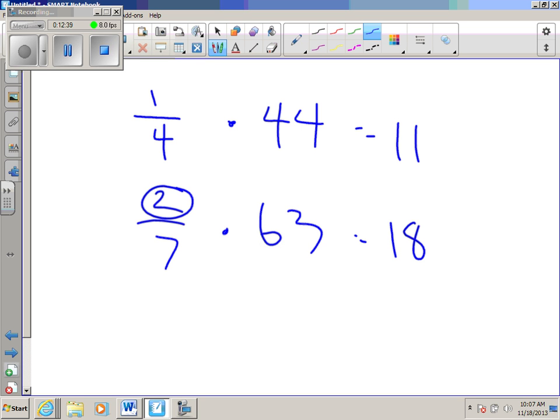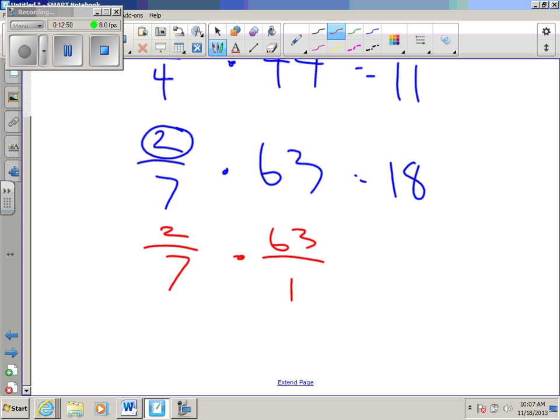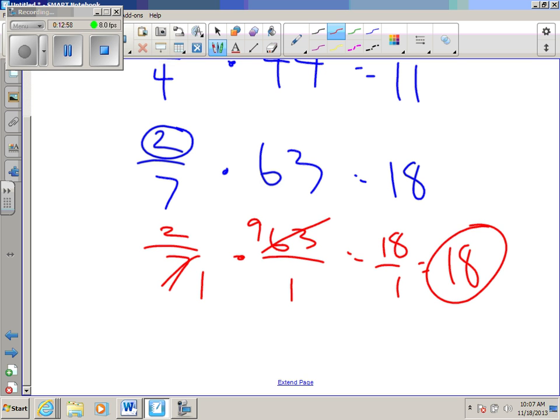Now if you can't get it using mental math, then by all means, you can set it up and just do it the way you're supposed to. 63 and 7, we already said they have 7 in common. What's 2 times 9? 18 over 1, which is 18. I mean, you can take that road if you want, if that makes it a little bit easier for you until you get more familiar.